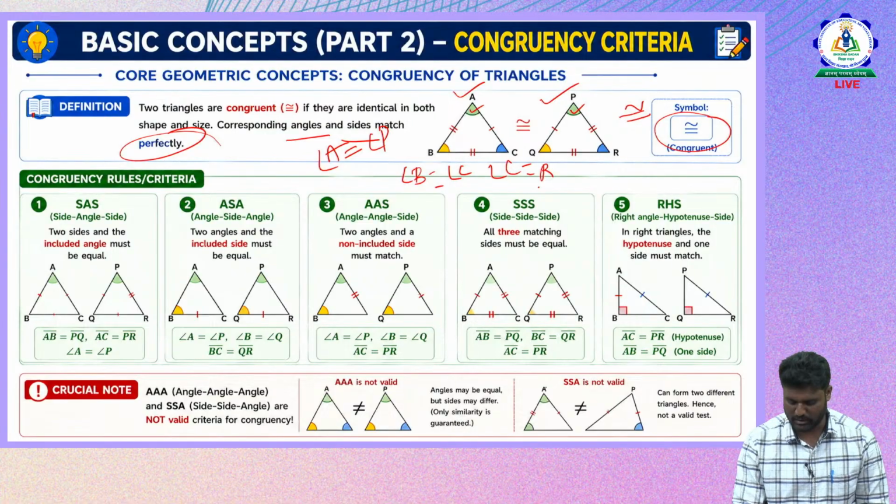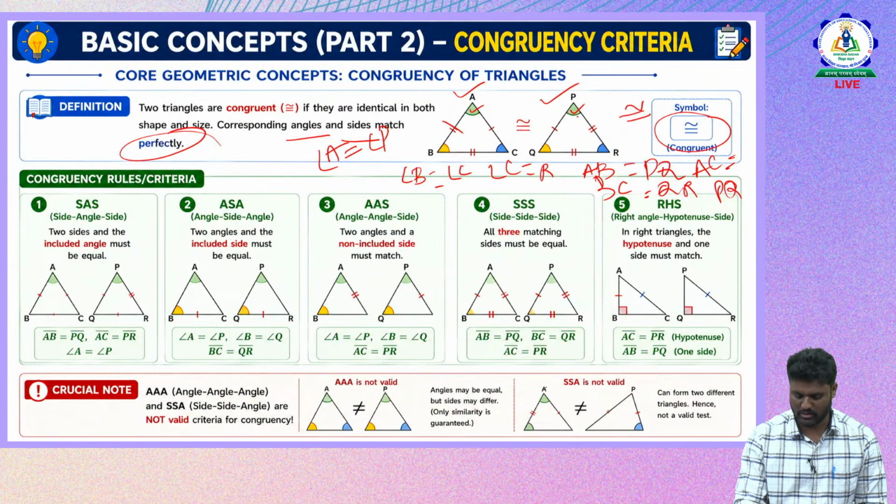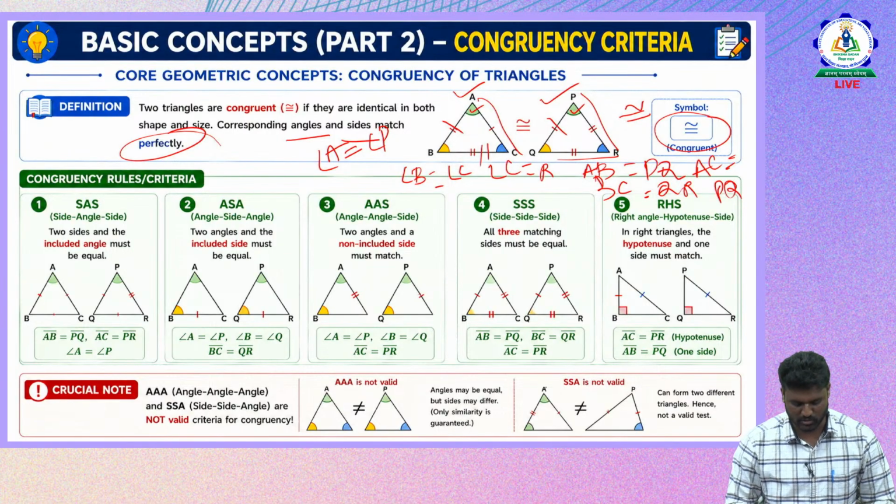Similarly, side AB is equal to PQ, BC is equal to QR, and AC is equal to PR. So side AB and side PQ, then BC and QR, and then AC and PR. When these are satisfied in terms of sides and angles, then we say that both triangles are congruent triangles.